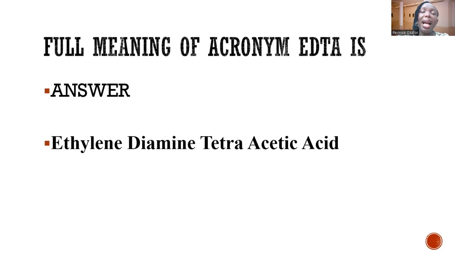The first question today says, the full meaning of the acronym EDTA is? Answer: ethylenediamine tetraacetic acid. EDTA means ethylenediamine tetraacetic acid.